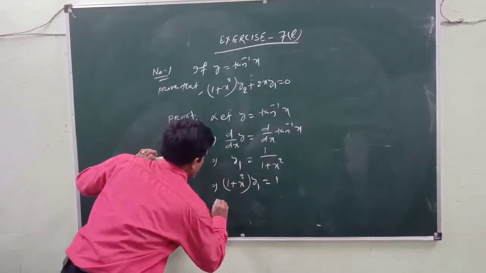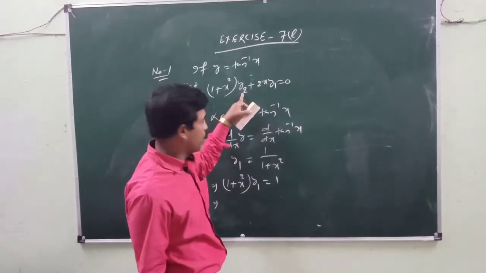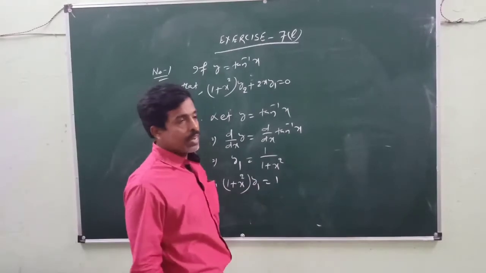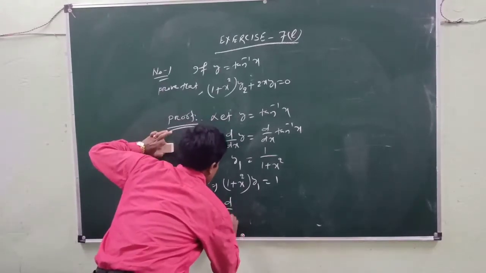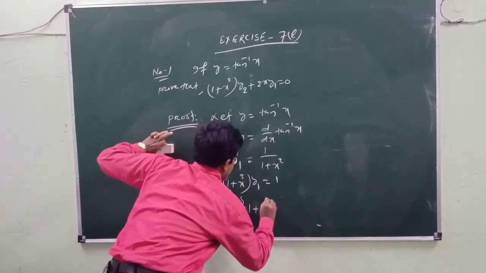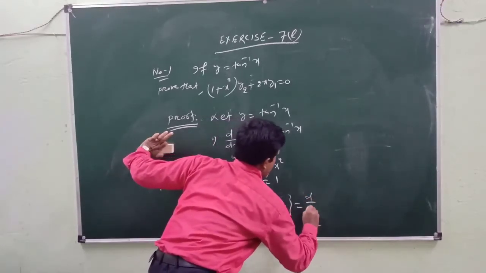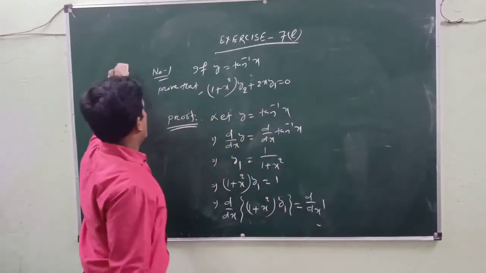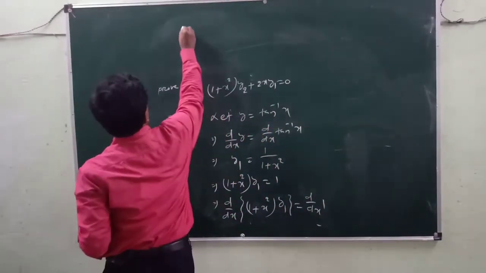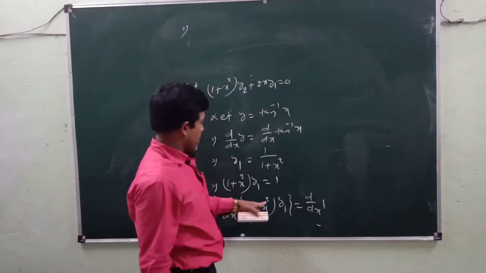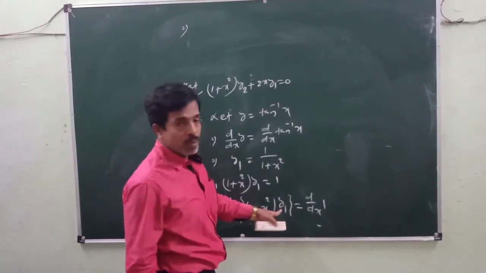Now take the derivative with respect to x on both sides, because here it is y2, that means second order derivative, and here it is first order derivative. You take one extra derivative, that means d by dx of 1 plus x square into y1 equal to d by dx of 1. That implies here 1 plus x square into y1 means f of x into g of x, the product formula you apply.